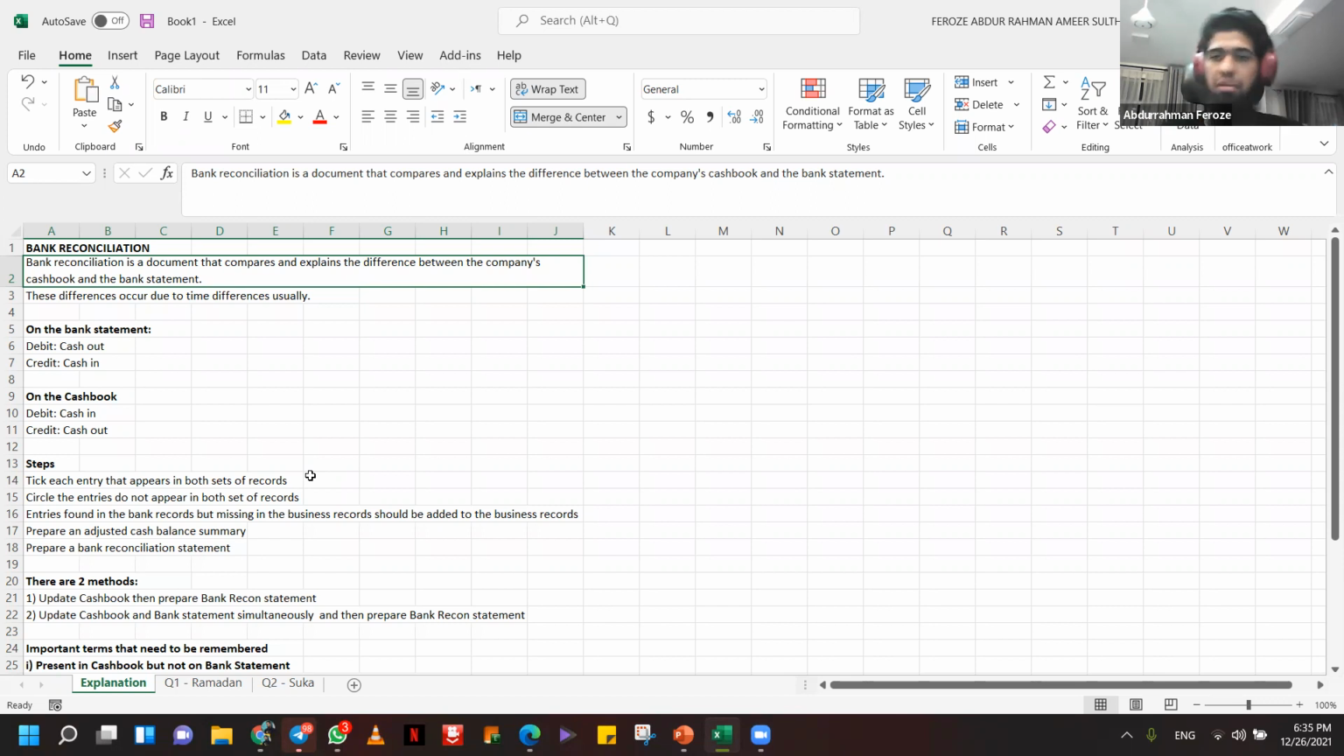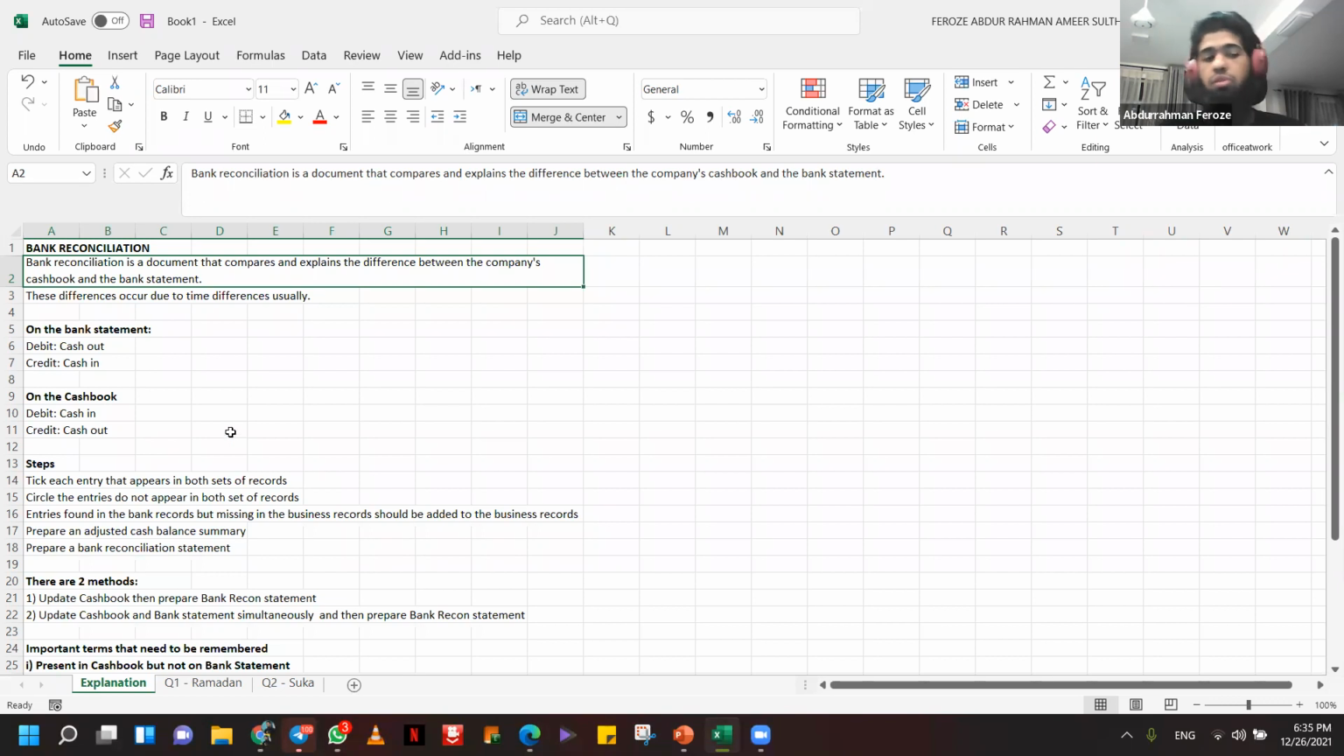Very often, due to timing and different factors, there's a difference between the balance of the two, and they need to be reconciled. You need to know why those differences are there, because if there are any mistakes and errors, they need to be corrected, so that the company has a clear view of how much money they have and what's happening. So the bank reconciliation is very important. Usually it happens at the end of the month when you compare the bank statement and the cash book. That is what bank reconciliation is.